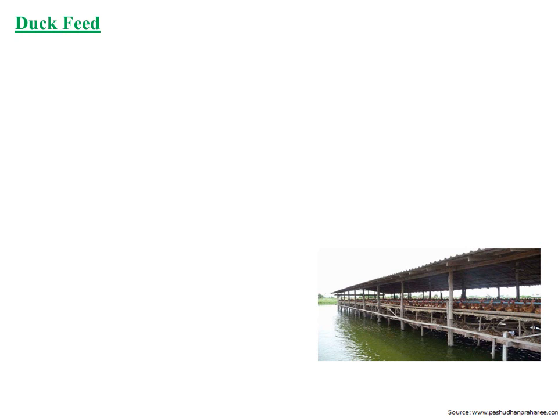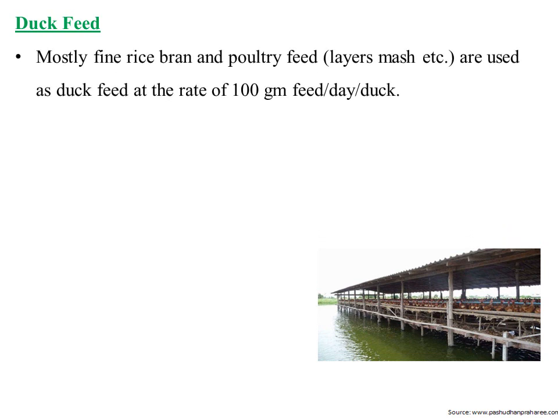In this type of duck cum fish integrated farming, we can get duck excreta as an annual manure production of 45 to 55 kg per duck per year. So these excreta can also be used for the fishes as manure. This manure also increases the primary productivity.